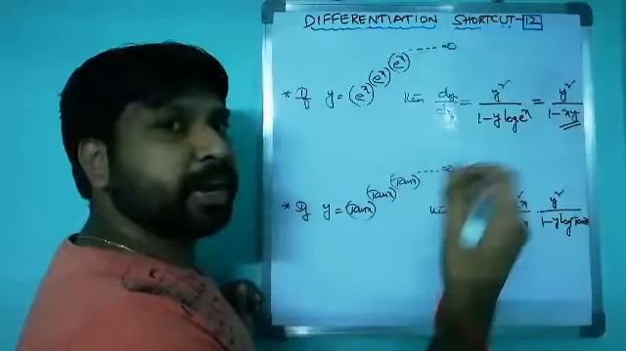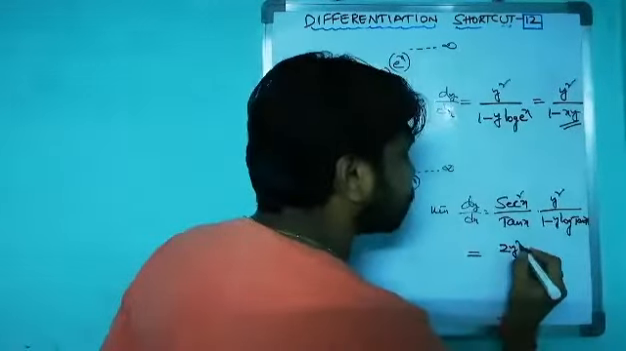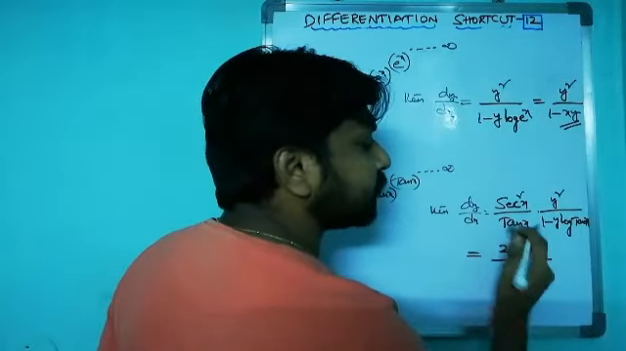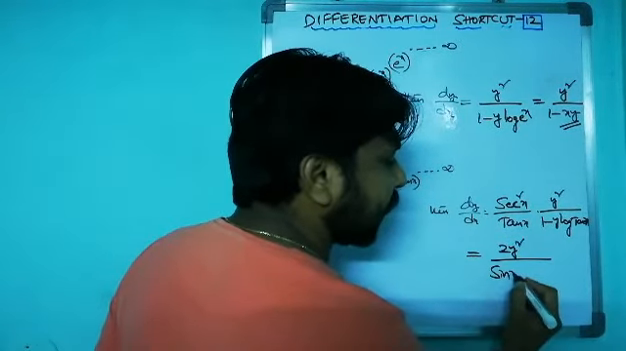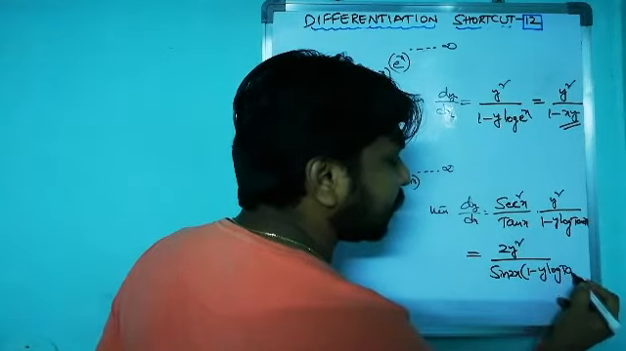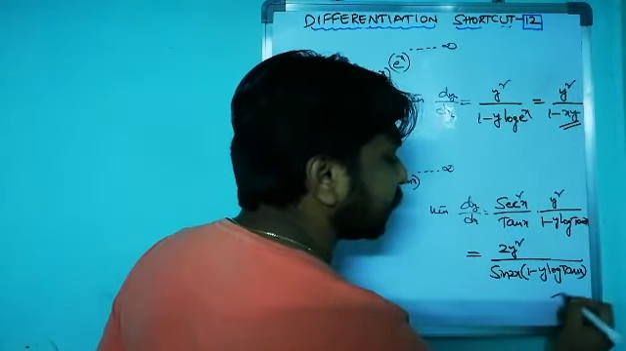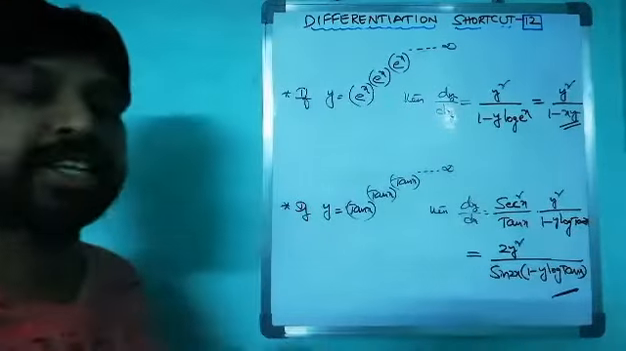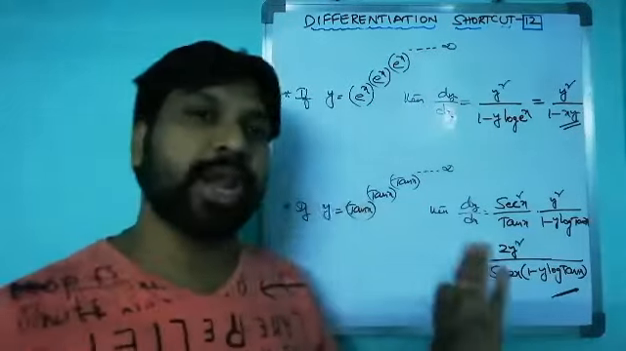Just multiply and divide by 2, friends. You are getting 2y square by 2 sin x cos x, which is nothing but sin 2x. So 2y square by sin 2x into 1 minus y log tan x is your answer, friends. That's all your answer, friends. It's a very, very simple and easy approach.